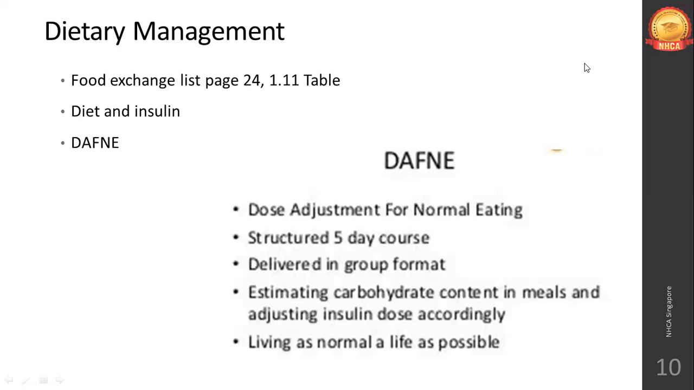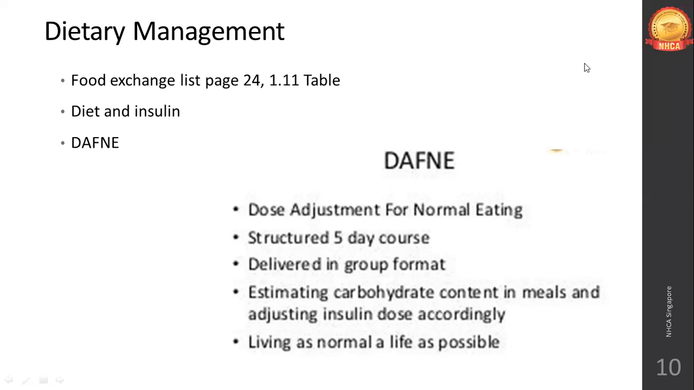Here the patients are taught about the amount of insulin they themselves have to take, and at what time they have to take it, before eating or after eating. It's delivered in a group format. A few diabetic patients together will be given this health education and counseling.